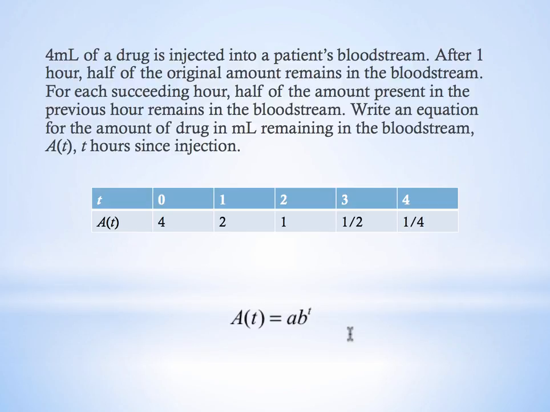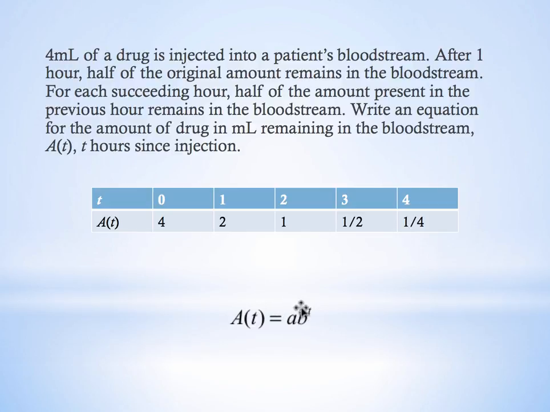So if we're going to start off with our form, A of t equals a b to the t, remember a is the vertical intercept. The vertical intercept, regardless of what type of function we're looking at, is when the input is 0 and the output is a number. So I know my vertical intercept here is going to be 4. A is equal to 4 here.